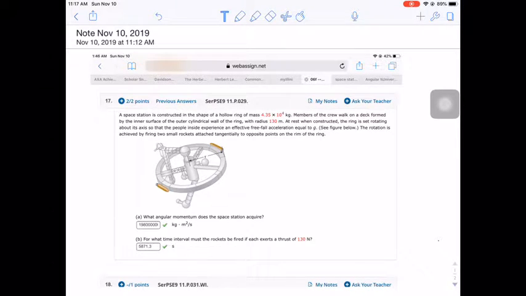At rest, when constructed, the ring is set rotating about its axis so that the people inside experience an effective free-fall acceleration equal to g. The rotation is achieved by firing two small rockets attached tangentially to opposite points on the rim of the ring. So, part A asks to find the angular momentum. What angular momentum does the space station acquire?